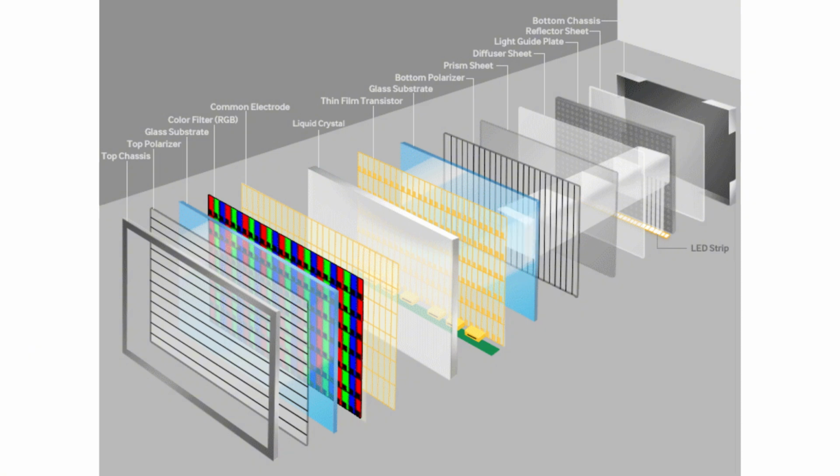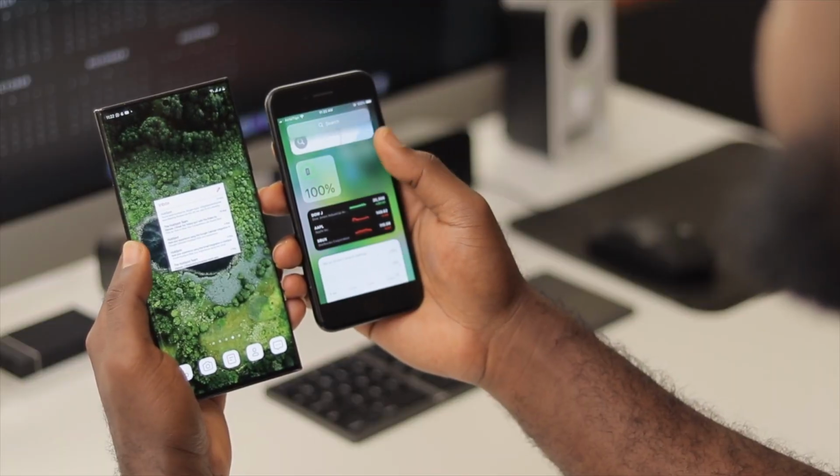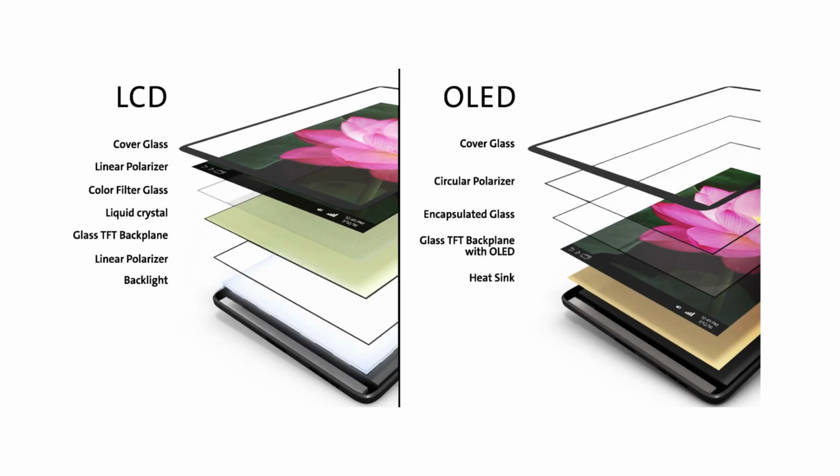The fundamental limitation here is that the backlight never turns off. Even when displaying pure black, the light is still shining. It's just being blocked. This is why LCD blacks tend to look like a very dark gray rather than true black. OLED, organic light emitting diode, takes a fundamentally different approach. Each pixel generates its own light independently. There is no backlight. When a pixel needs to display black, it simply doesn't turn on.